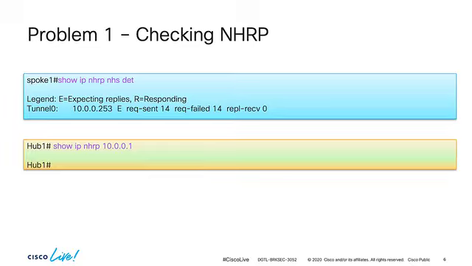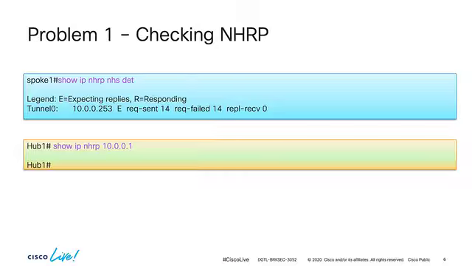So let's take a look at hub 1 and try to see what the NHRP database has, the mappings which it has for the specific spoke. We can use the command show ip nhrp with either the tunnel or the NBMA address of the spoke, and we don't see any mapping. So what happened to the mapping?